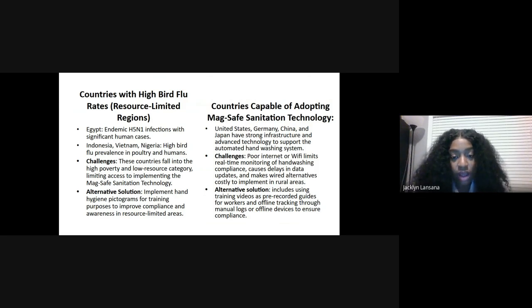Now, for countries that are capable of adopting the MagSafe sanitation technology, such as the U.S., Germany, China, and Japan, being that they have strong infrastructure and advanced technology, they can support the MagSafe sanitation technology. Some challenges they may face would be for areas that have poor internet or Wi-Fi limitations. And an alternative solution would be the use of training videos as pre-recorded guides for workers and offline tracking through manual logs or offline devices to ensure compliance.